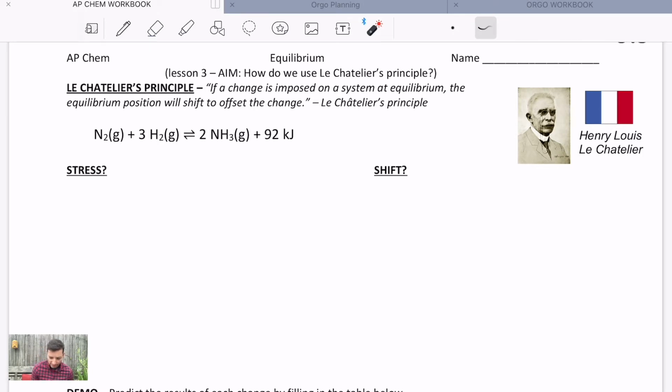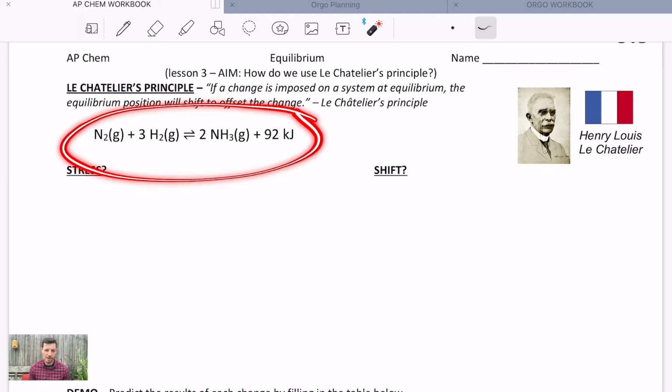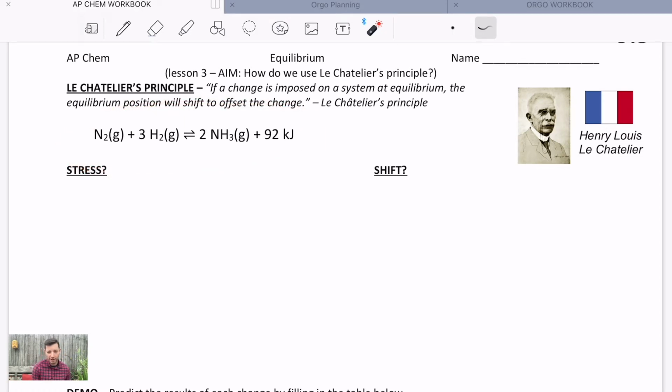So let's say I'm doing this reaction. I'm making ammonia by combining nitrogen and hydrogen, and I want to force it to go in one direction more than the other. It's reversible, but what can I do in the laboratory to stress this reaction and force it to go more one way?